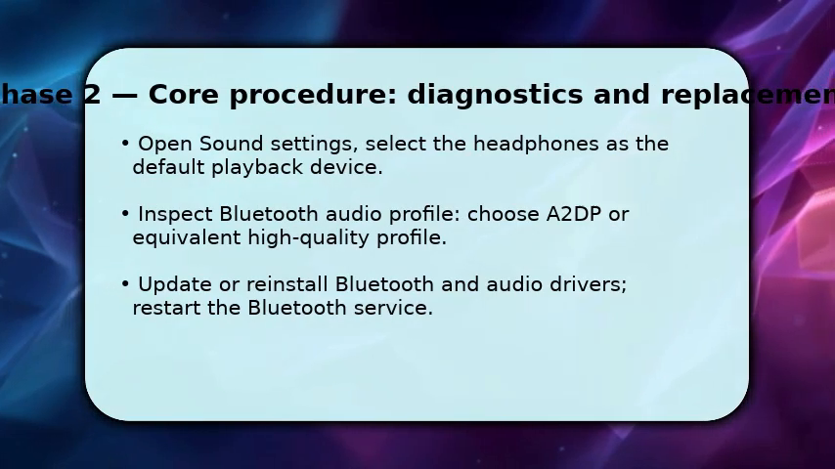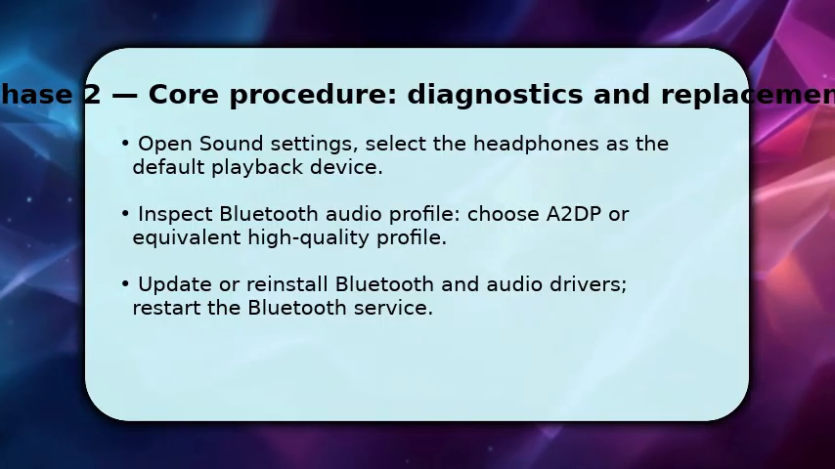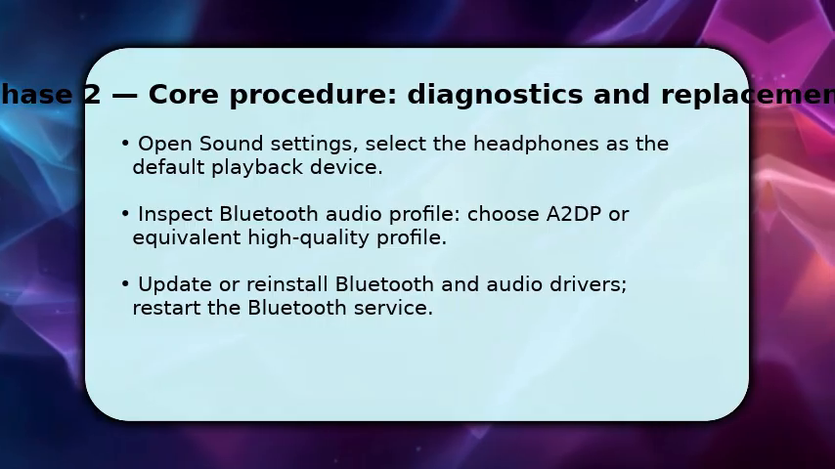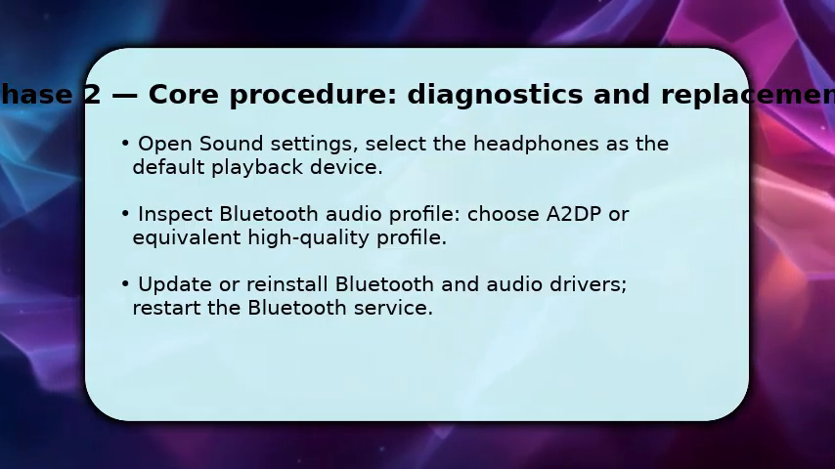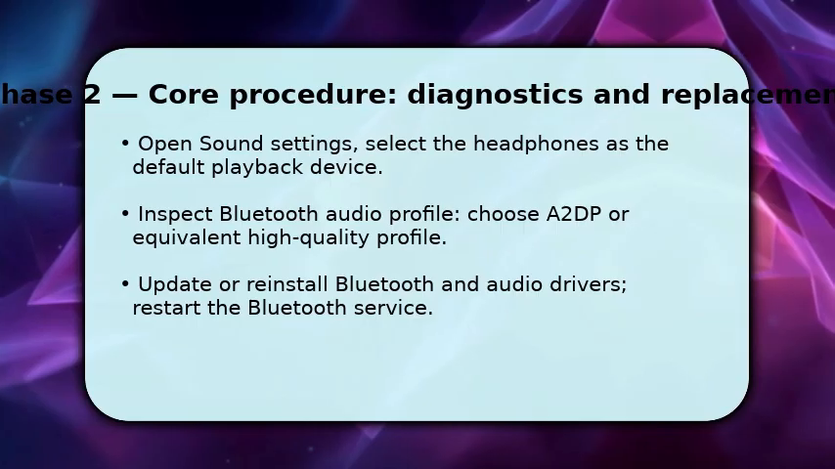Next, set the headphones as the default playback device in the system sound panel, because many laptops keep the internal speakers as default. Then check the Bluetooth audio profile. Switch to A2DP high-quality mode rather than headset hands-free mode, since the latter may mute media streams.